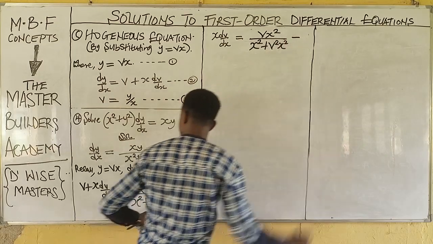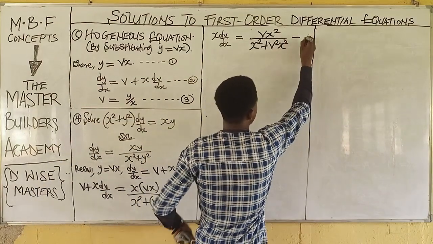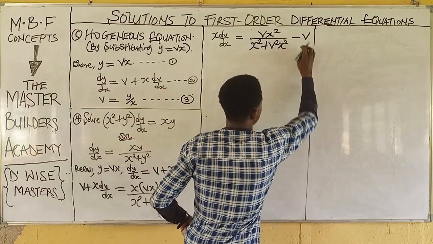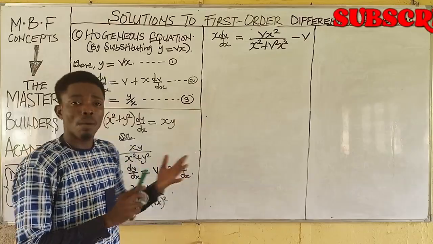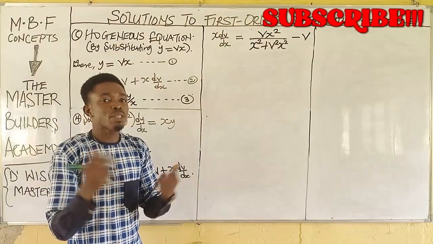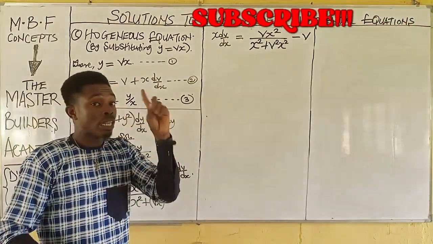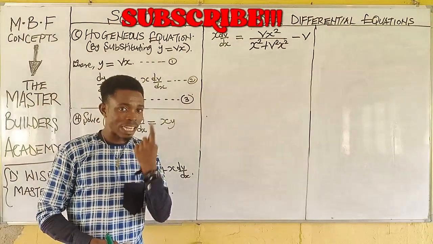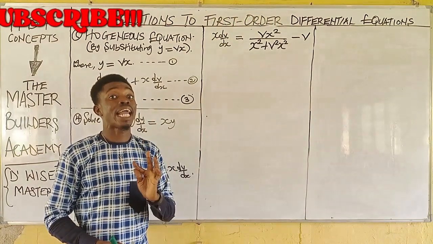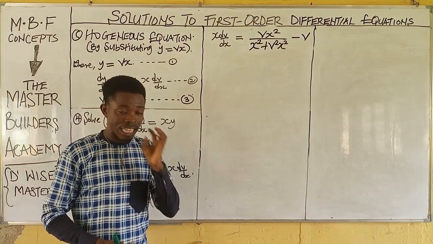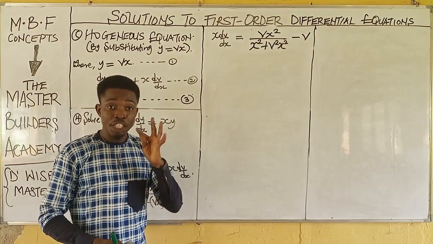Now when we take v from the left hand side to the right hand side, it becomes minus v. This is it. Now at the numerator we have x squared, and at the denominator we have x squared. That means you can factorize and cancel out the x function. Don't forget that anytime you are using this method or you have successfully substituted for y, the x at the right hand side must eliminate each other.